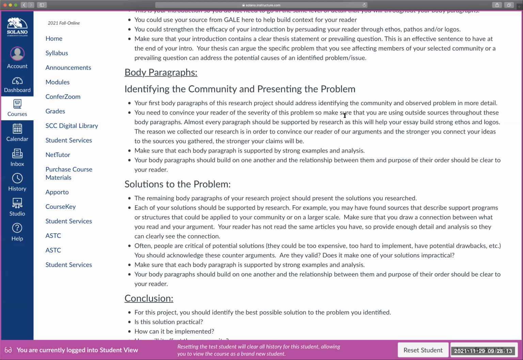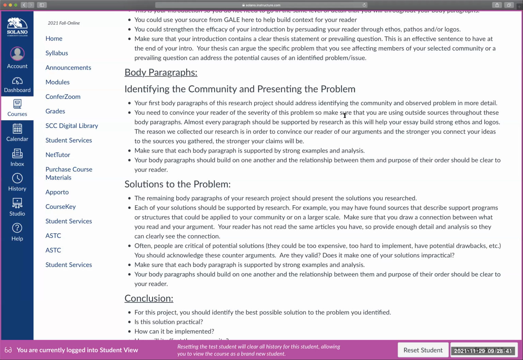So again, this first section of the body of your essay, identifying the community and presenting the problem, I imagine should be a page and a half, two pages, something like that, really making sure that you're diving into and showing the reader here's what the issue is, here's how the members of this community are impacted. Here is the problem. The next section then will be solutions to the problem, right?